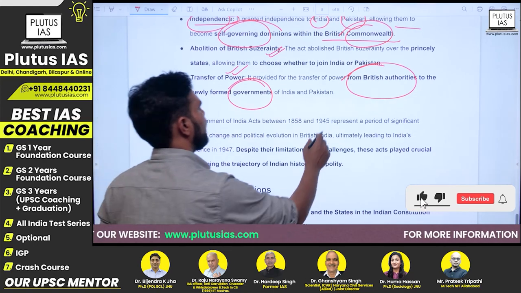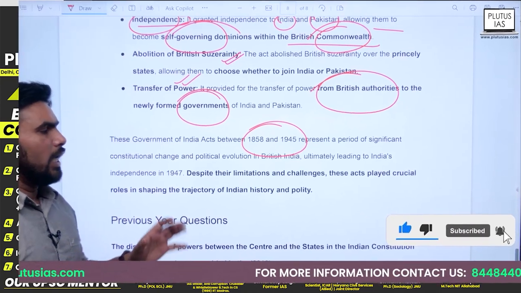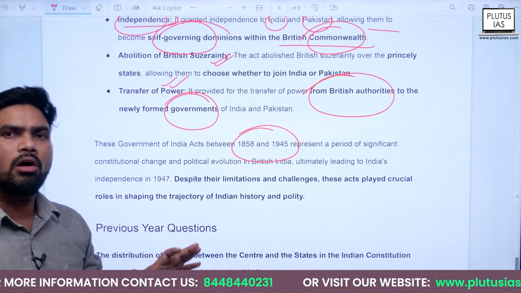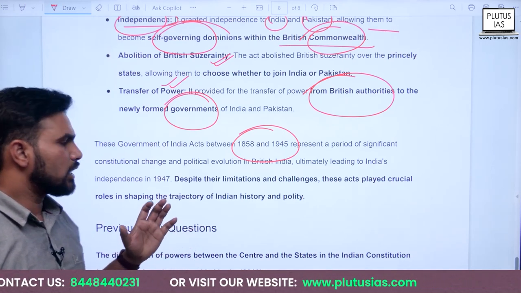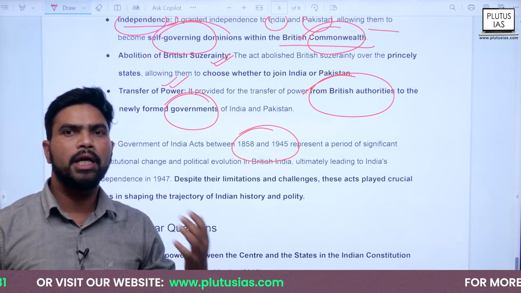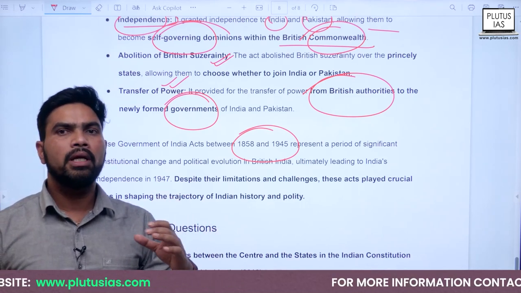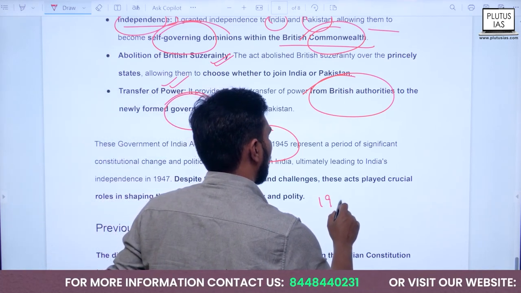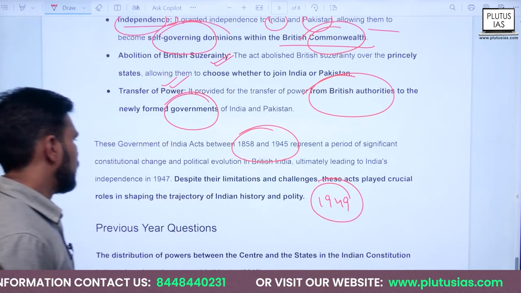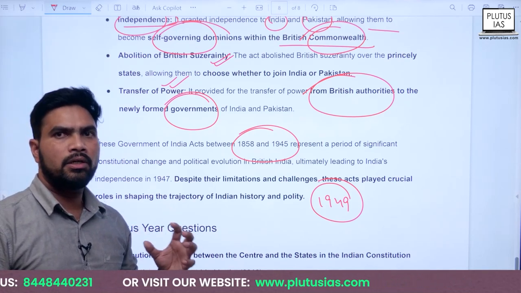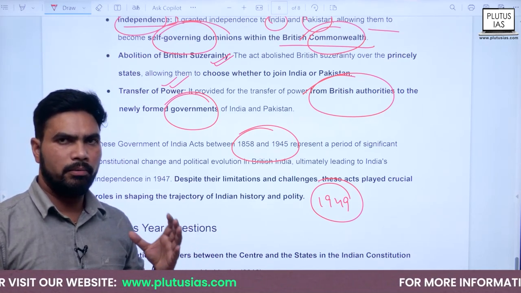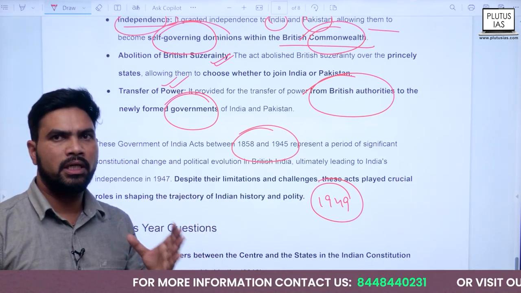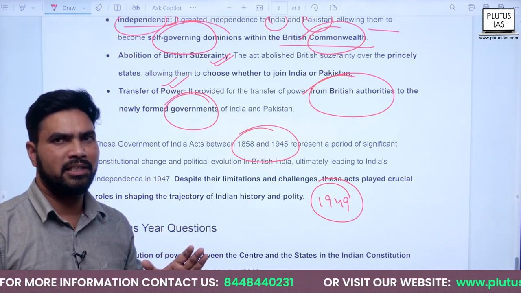So these acts between 1858 and 1945 represent a period of very significant development of constitutional provisions. Though there are a lot of shortfalls in these acts, they acted as a backbone or guiding principles for forming and adopting a new constitution, which was adopted in 1949. Right. I think you have got some valuable and important information through this discussion, and I hope you will utilize this information in attempting your prelims questions in the examination.